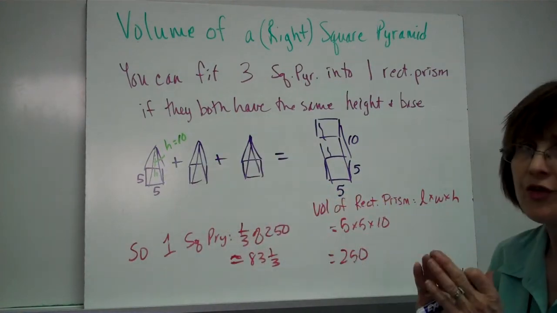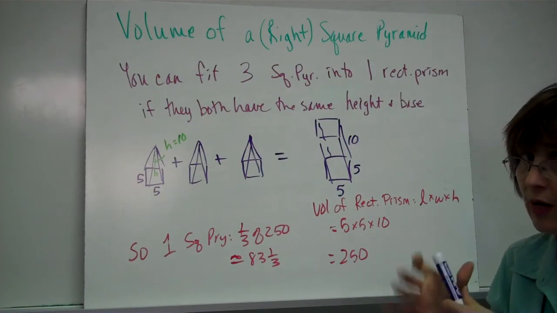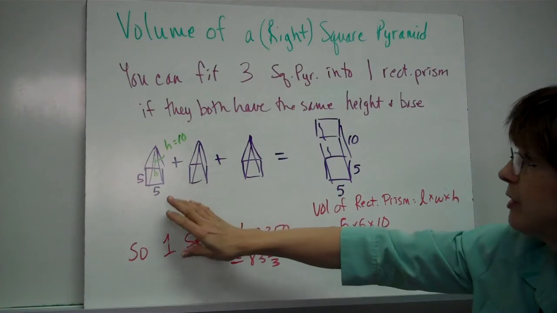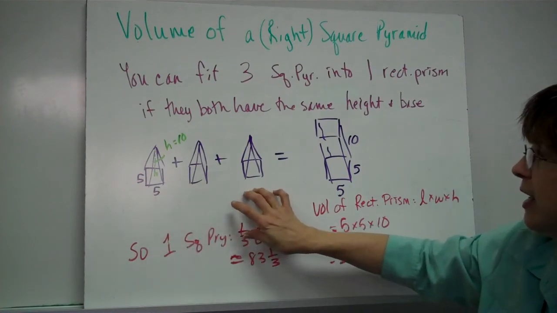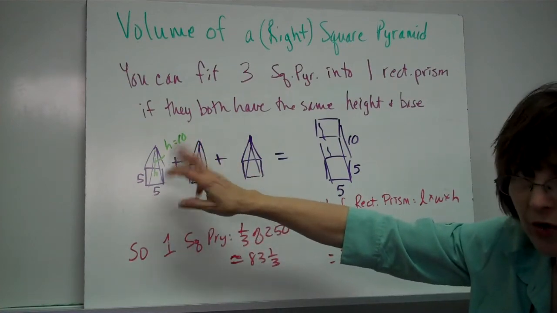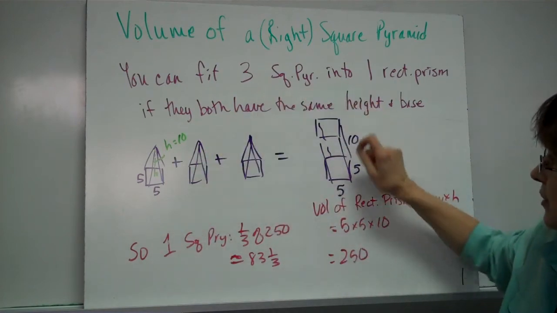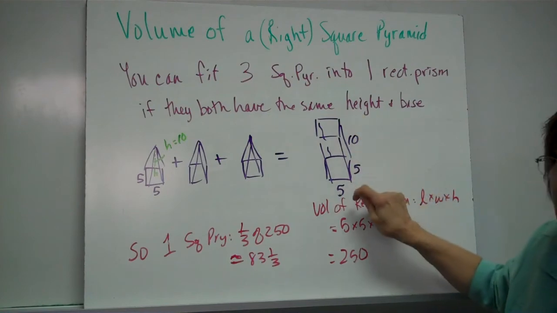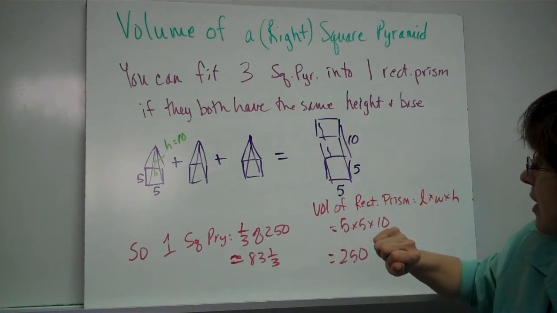It will always be given to you, so don't worry about how to find it. When you get to geometry, you're going to have to find it, but right now it's given to you, so you can enjoy that. So anyway, if I have 3 of these and I fill them all with water or liquid, I can pour it into this container that has a base of 5 by 5 and a height of 10. And we'll show that in class tomorrow.